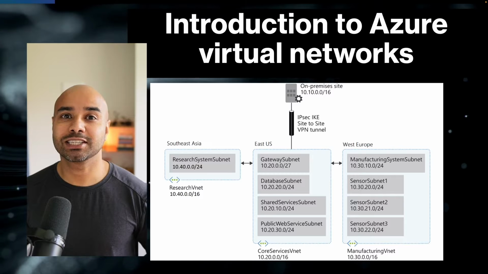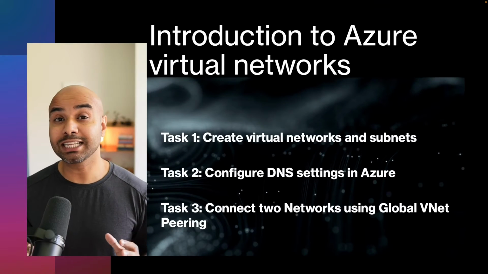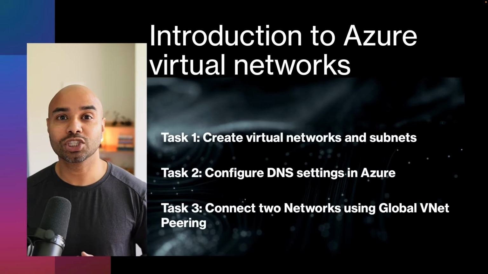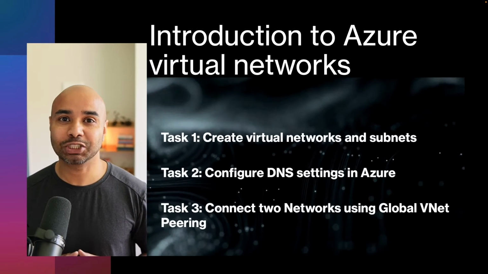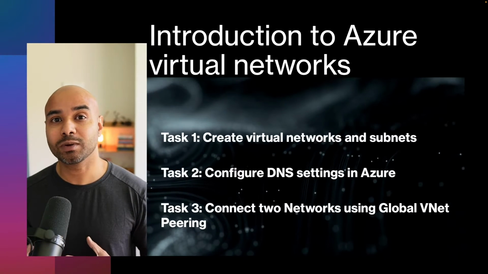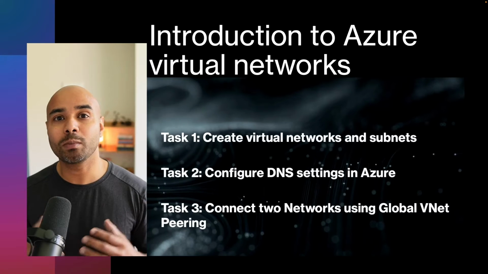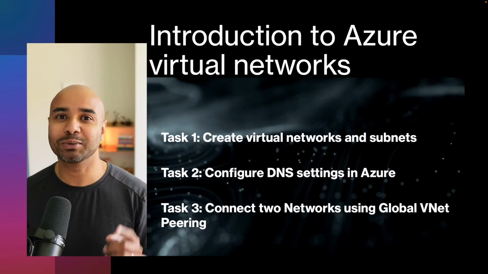So in this lab exercise, I'm going to give you an introduction to Azure Networking. Within this lab exercise, we are going to create virtual network and subnets. We're going to create DNS settings in Azure, and we are going to create a couple of virtual machines placed under these virtual networks, and we're going to use global VNet peering to connect these two resources. Let's go and do that.